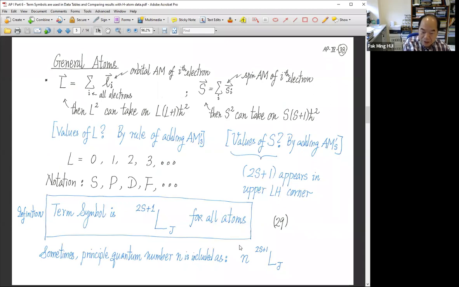And for general atoms, as I mentioned, you have many electrons. You could add up the L first to form a total L, a total S, then you add them up to form a total J using the rule, okay? And in that case, you follow the same scheme. In the middle is the L value. And then after you use the rule to determine different values of J subscript, depending on where you get here, the 2S plus 1 is up there. And that is the term symbol, all right?